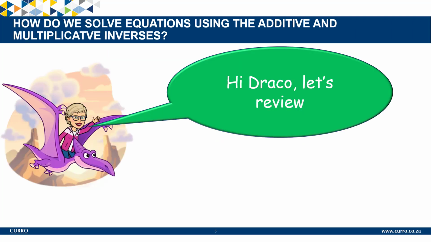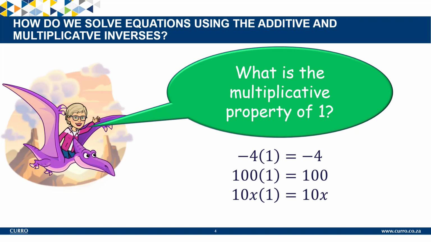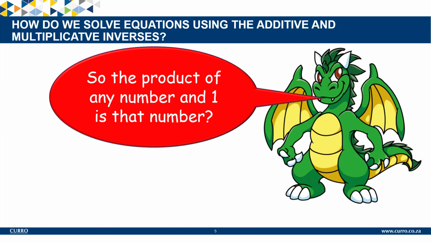So let's just review. What is the multiplicative property of 1? Negative 4 times 1 is negative 4, 100 times 1 is 100, and 10x times 1 is 10x. So the product of any number and 1 is that number? Yes, Draco times 1 is Draco.